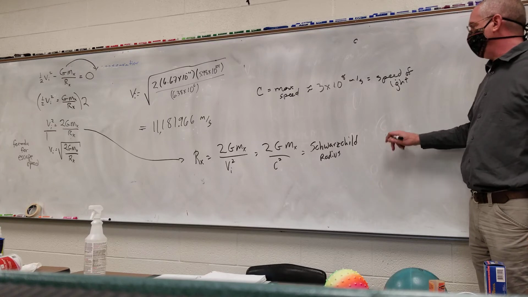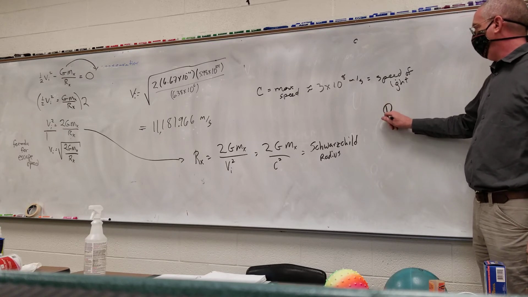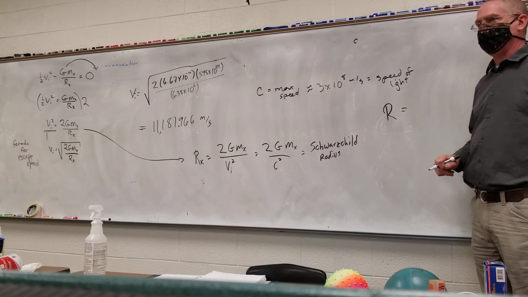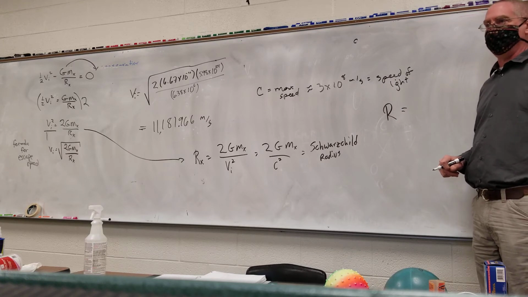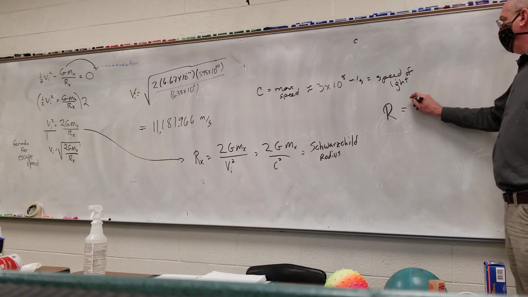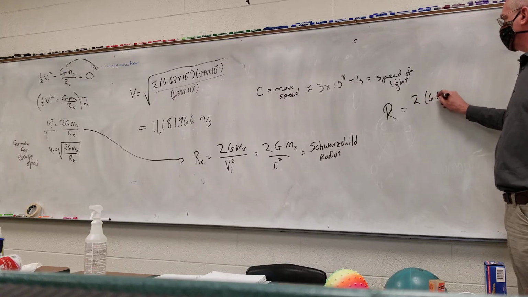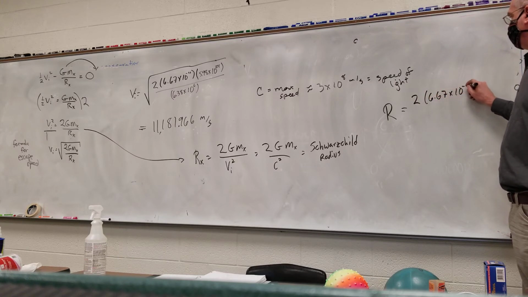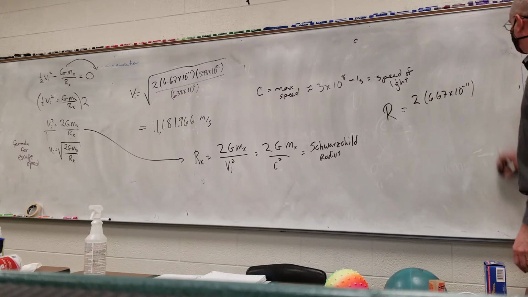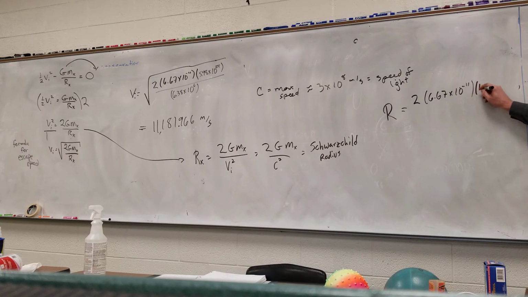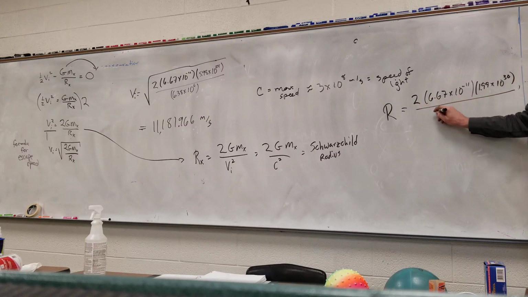But we can figure out what the size of our sun needs to be so that nothing can ever escape. In other words, how big does our sun need to be so it is a black hole? So that's 2 times 6.67 times 10 to the negative 11th times the mass of our sun, which is 1.99 times 10 to the 30th, divided by the speed of light squared.